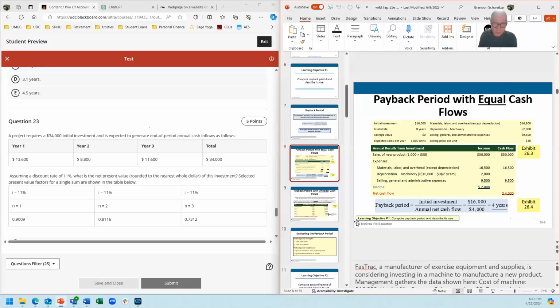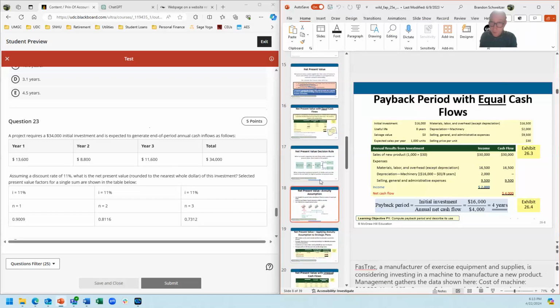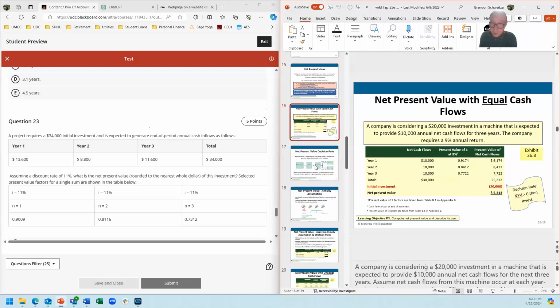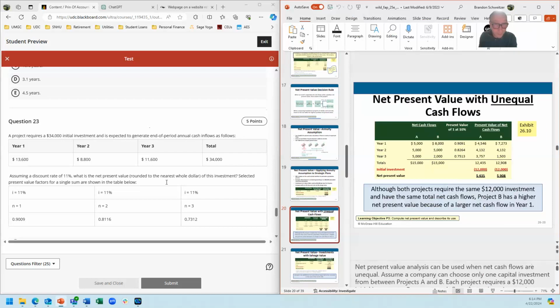The nice thing is the data is given to you there, so we're looking at present value formula for this one, not present value. And this one, I believe, is with equal, no, it's not equal. It's unequal cash flows, so this is going to be uneven cash flows, which is here.